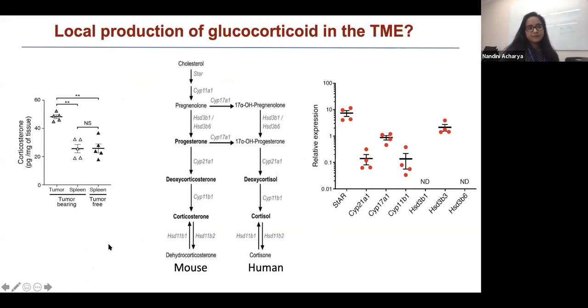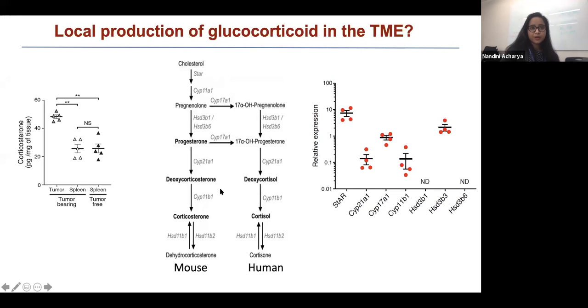Next, although pregnenolone was produced in the tumor tissue, we wanted to confirm if corticosteroid, that is the glucocorticoid per se, is also produced in the tumor microenvironment. So we measured corticosteroid in the tumor tissue and in the spleen of tumor-bearing and tumor-free mice. And we found that the tumor tissue did actually have higher amounts of corticosteroid compared to the spleen, suggesting that the tumors can locally also produce corticosteroid. And this figure is just showing you the various enzymes involved in production of corticosteroid.